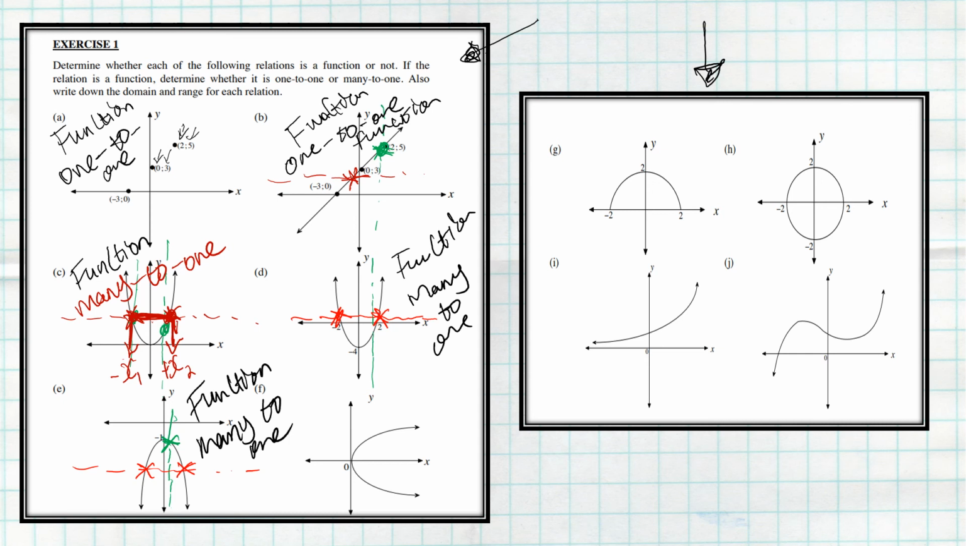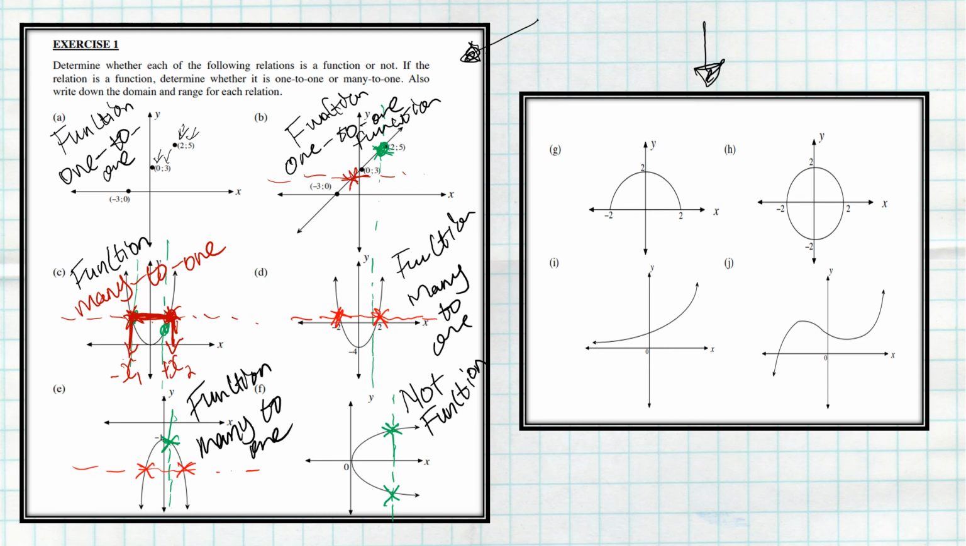Okay, let's take a look at F, the last one. If I apply my vertical line, you can see that it is cutting my graph at more than one point, so this is not a function. And if it's not a function, then we cannot determine the type of function it is, because it's already out. We don't need to use the horizontal line because it does not fall under types of function.